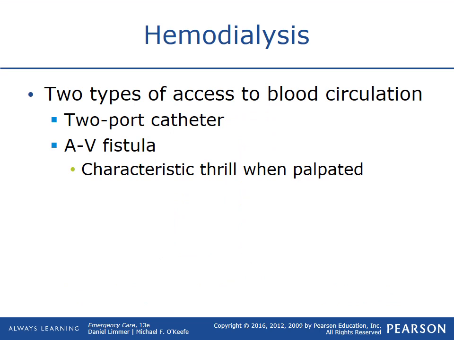There are two types of access to blood circulation. They can access through a 2-port catheter, or they can have a fistula, which is that shunt I was talking about. It's called an AV fistula. Now, somebody with an AV fistula will have a characteristic thrill when you palpate it. It doesn't have a steady, regular heartbeat, so to say, but more of a constant flow type thrill.